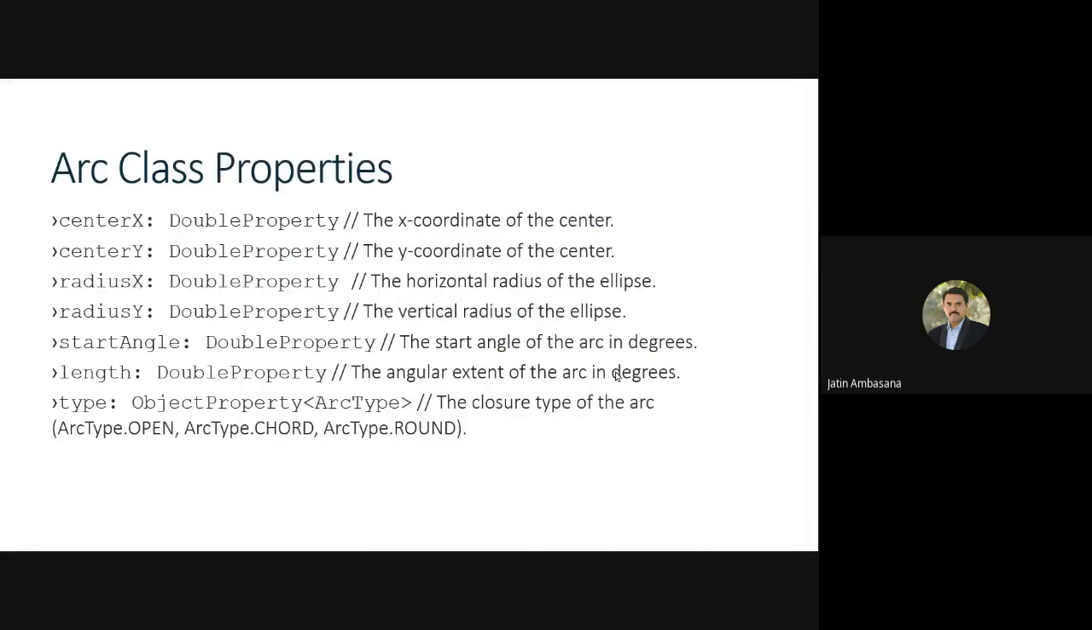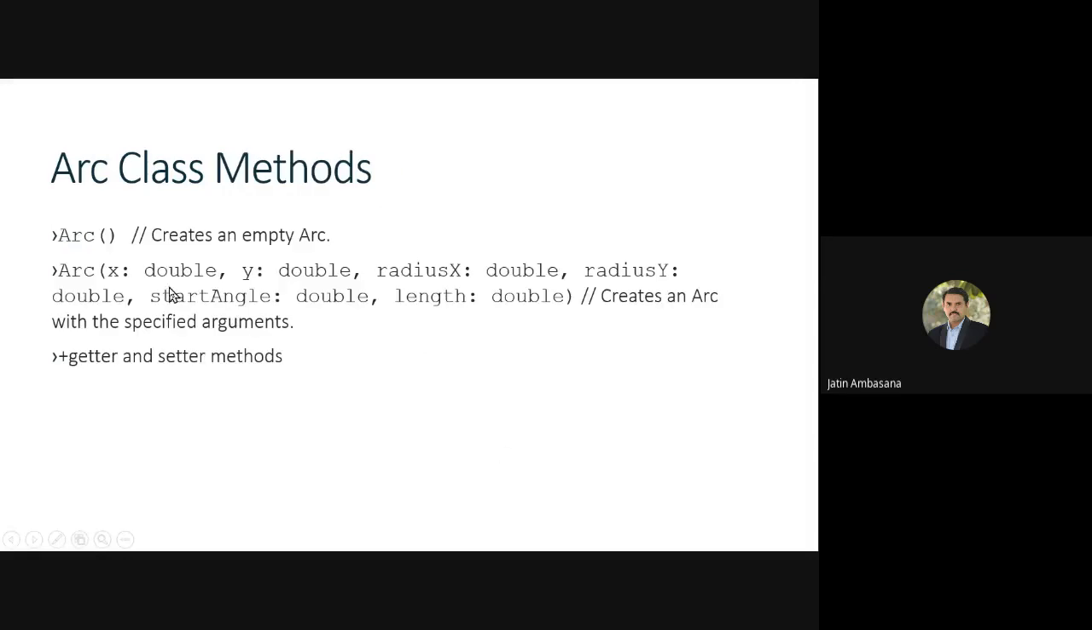Which are the properties of our arc class? Center X, center Y, radius X, radius Y, start angle, length, and type. The type specifies whether the arc is open, a chord type, or a round type. We have the arc constructor with all these parameters: X, Y, radius X, radius Y, start angle, and the length.